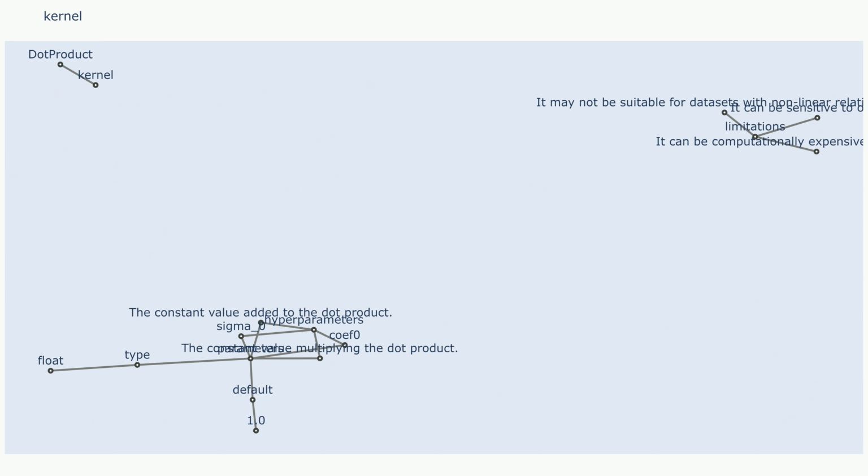In summary, the sklearn Gaussian process kernels DotProduct kernel is a powerful and versatile tool for capturing linear relationships between data points. It is simple to use and provides a good starting point for many machine learning tasks, especially when dealing with data that exhibits strong linear dependencies. However, it's essential to consider its limitations and choose other kernels if nonlinear relationships are suspected.